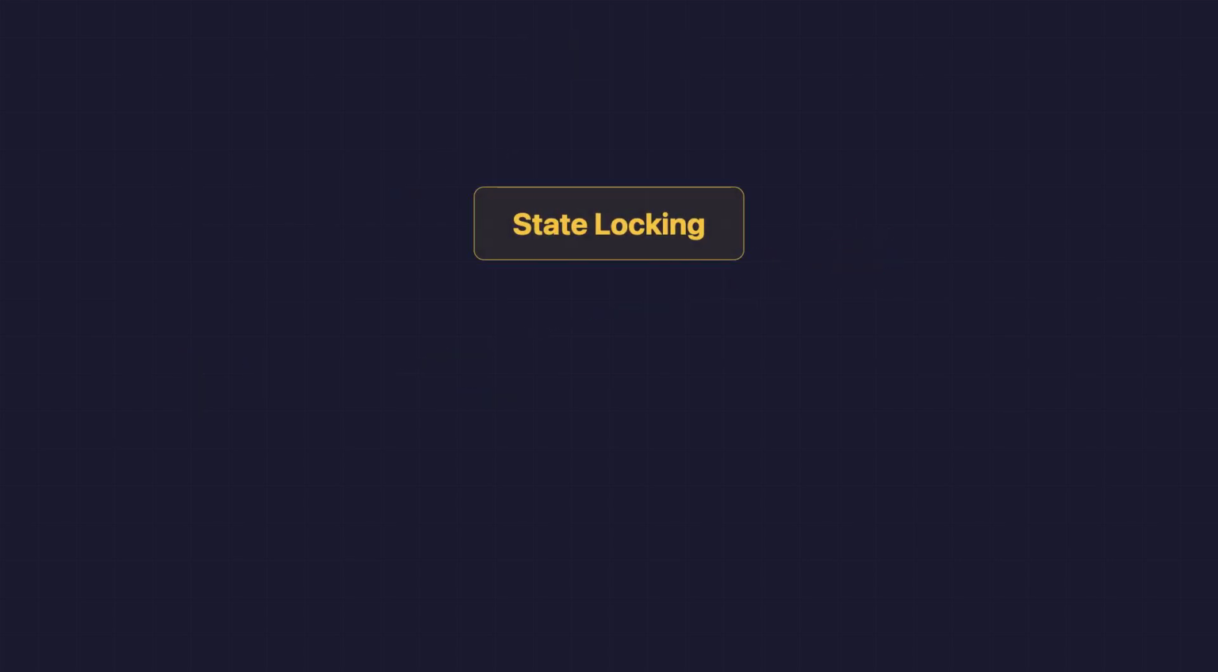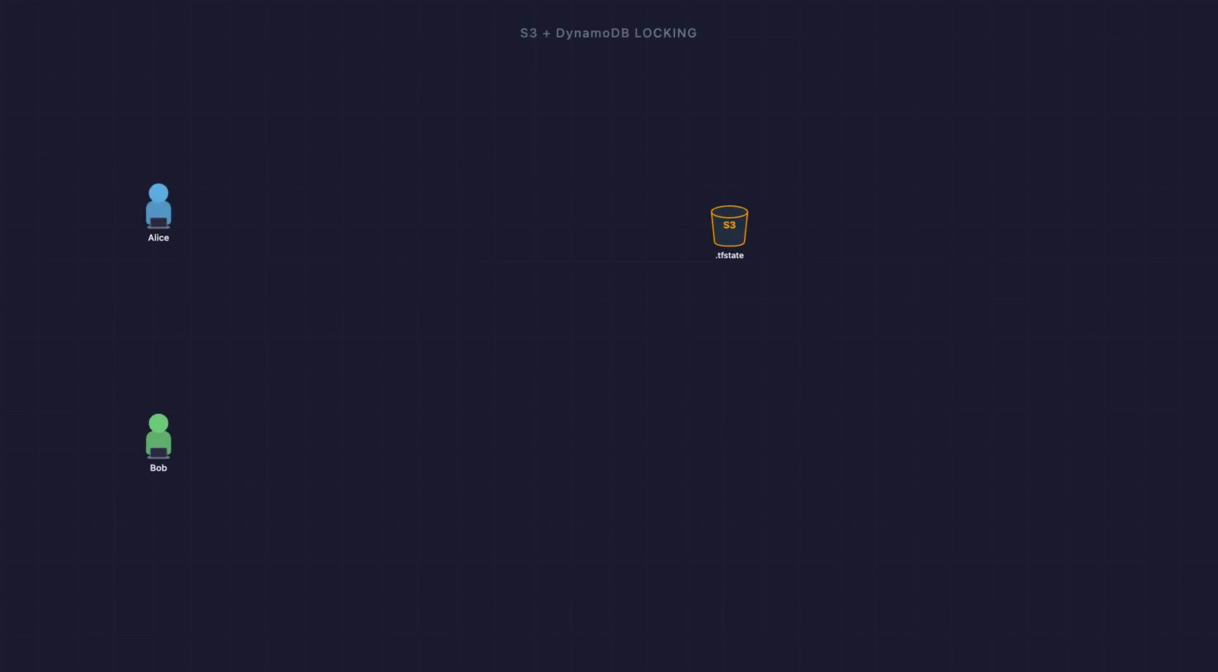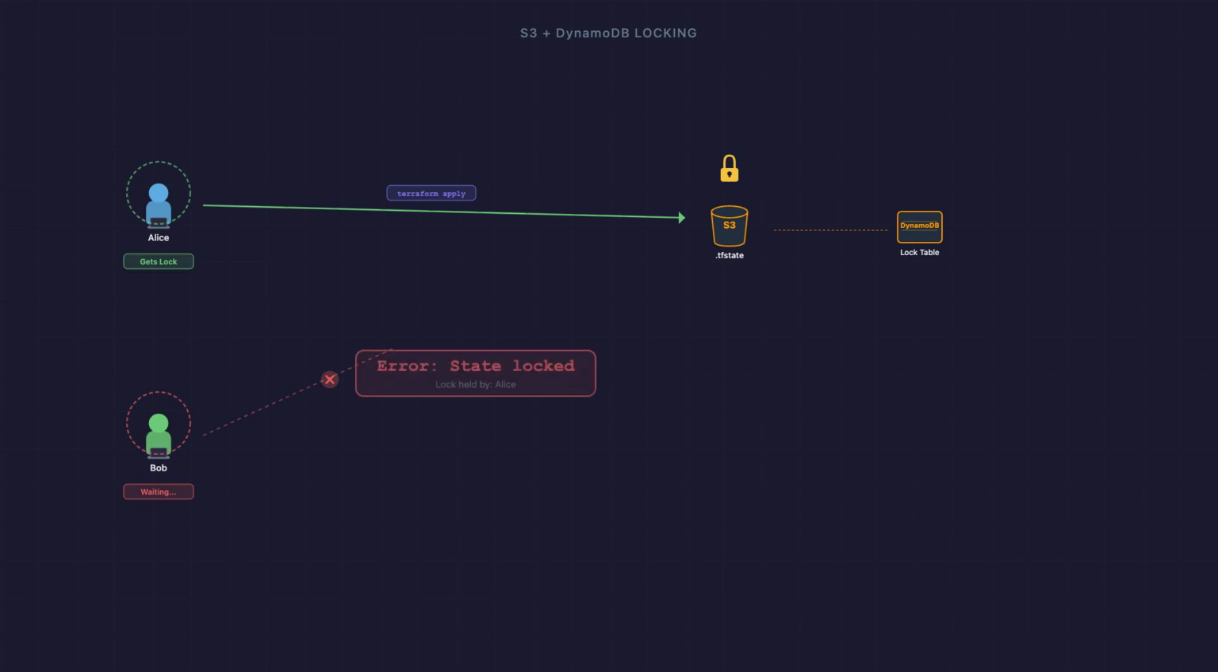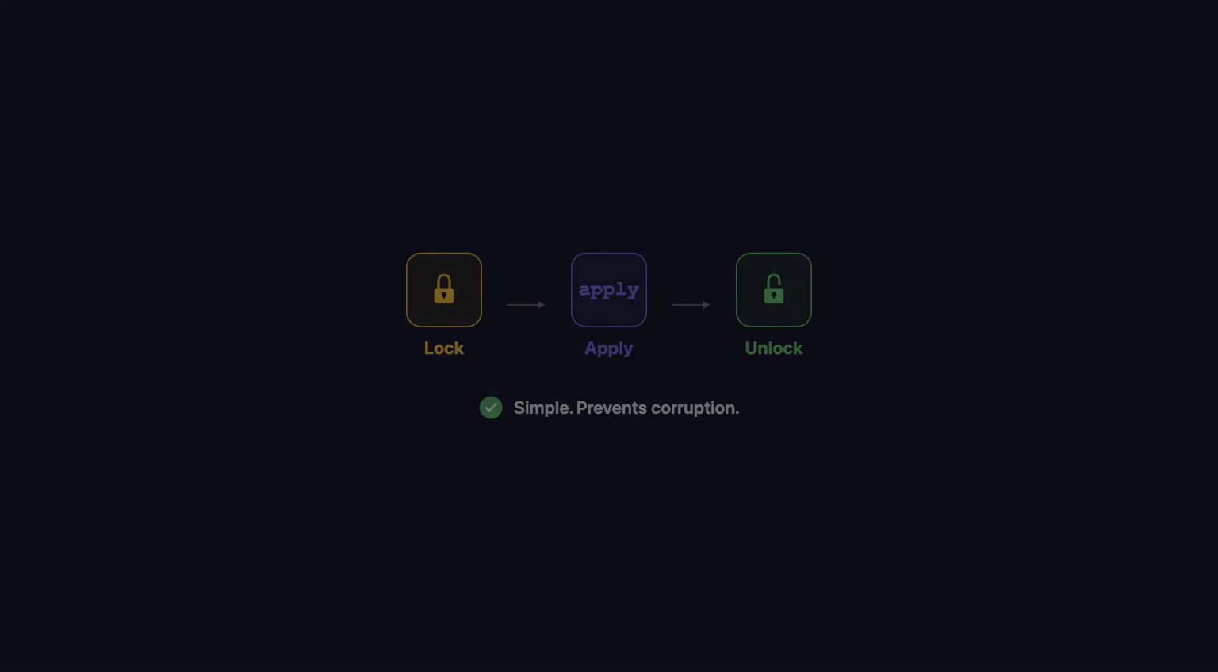This is where state locking comes in. When you configure a DynamoDB table alongside your S3 backend, Terraform acquires a lock before any write operation. The first engineer to run apply gets the lock. The second engineer sees a message: state is locked. They have to wait until the first operation completes and releases the lock. Lock, apply, unlock. It's simple, and it prevents corruption.